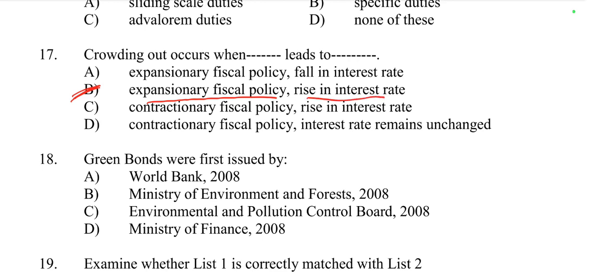So the increased government borrowing raises the demand for loanable funds, which pushes up interest rate and can reduce private investment spending. So here government investment rises and private investment decreases. So it is called the crowding out effect. So option B is right here.